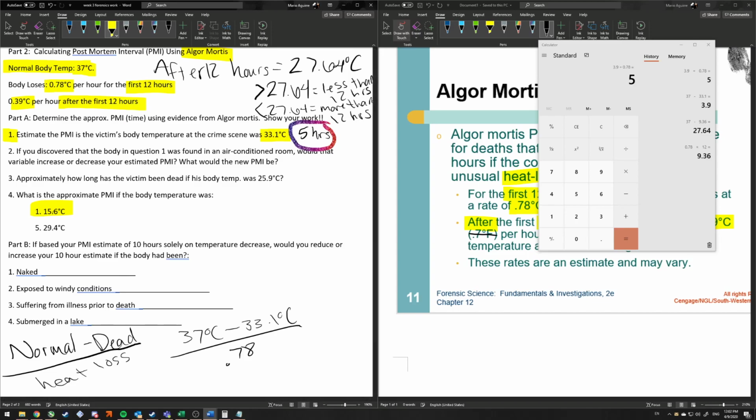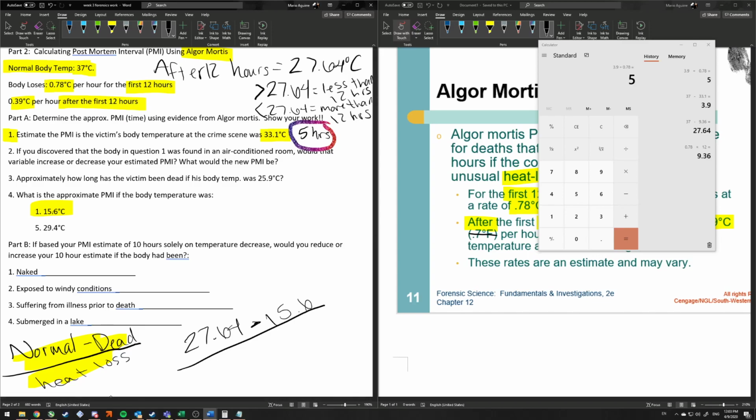So we don't need to do this part with this number. We can just skip to 27.64, because we know 12 hours have already passed. So let's go ahead and do that, right? Instead of 37, I'm going to use the same formula, but my normal is going to change to 27.64. Again, I know this because if the temperature of my dead person is less than this number, then 12 hours have already passed. So I don't need to start at 37. I can just start at 27.64. And then minus my dead, which is 15.6. Divide that by the heat loss.